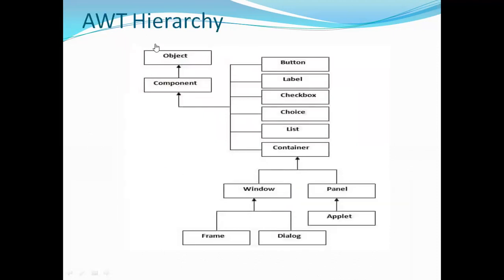Now, Object is the main class, that is the superclass of all the classes. In the Object class, we have the Component class. Under that, we have all the remaining classes like Button, Label, Checkbox, Choice, List, Container. So these are all parts of the Component class. And in Container, we have Window and Panel. Under Window, we have Frame and Dialog, and under Panel, we have Applet. So these are the different components of AWT, which are represented in the AWT hierarchy.